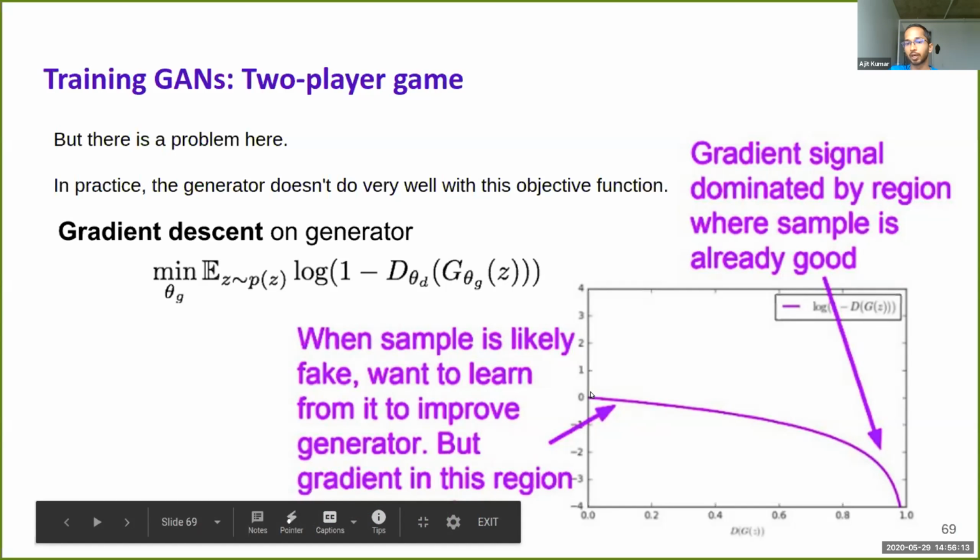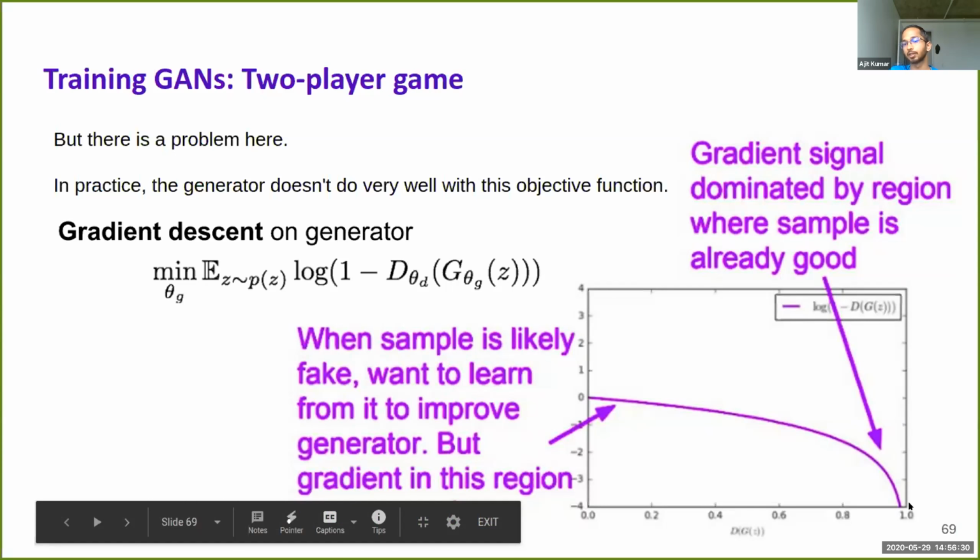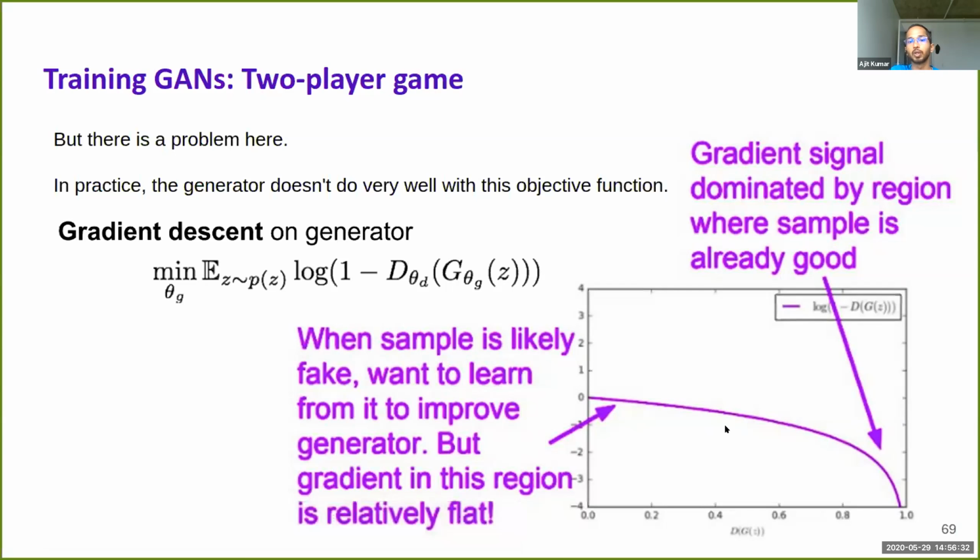But when it is doing a bad job, when D(G(z)) is close to 0, then the gradient is relatively flat, and it does not get very good feedback so that it can learn to improve more, because it is doing badly at this point. So it should be learning more at this point and less at this point. So we flip this curve a little bit so that we achieve what we are trying to achieve.